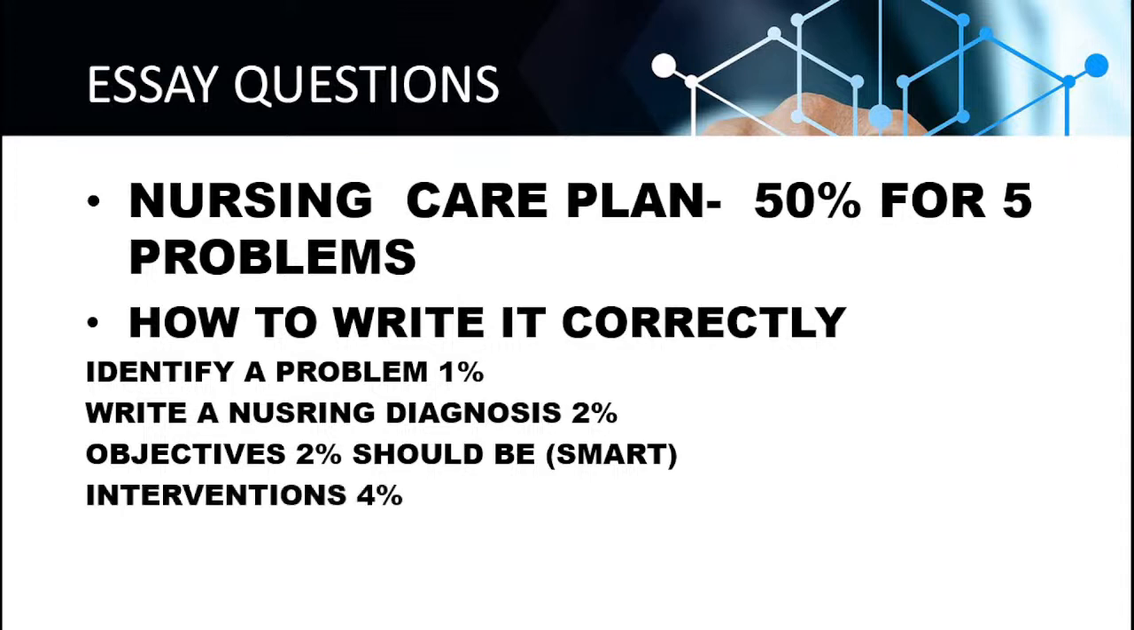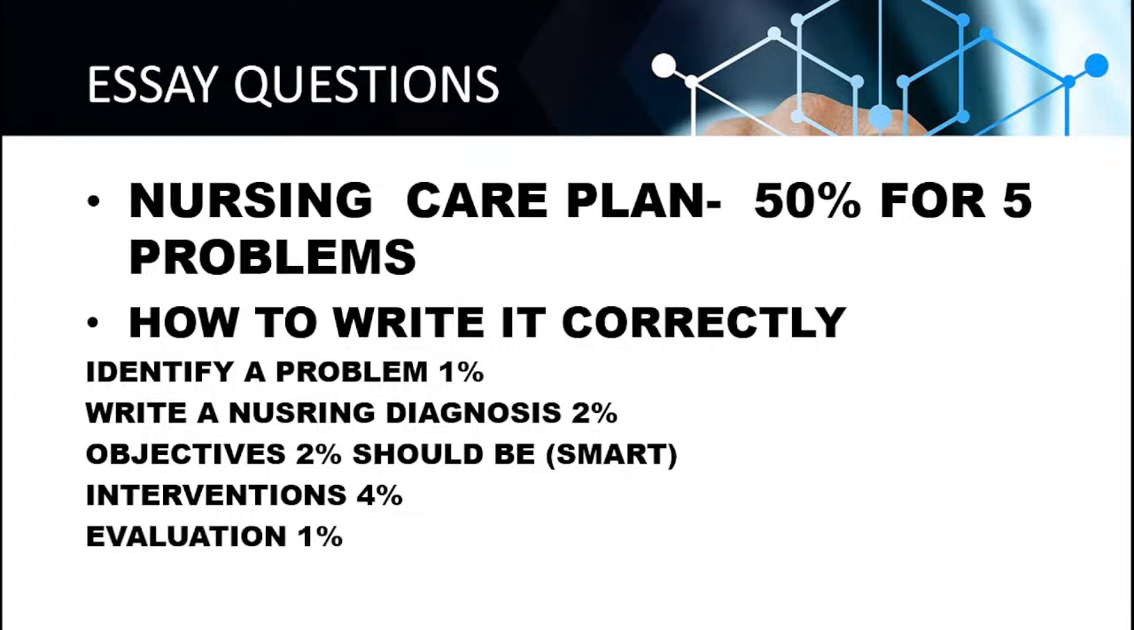Then interventions. Interventions are 4 marks, okay? Each intervention is going to award you 1 mark, and that should be a sentence. So it should be an intervention and its rationale. For example, I am going to nurse the patient in semi-Fowler's position. Why? The rationale is that we're going to promote lung expansion. How do you express this in full? I will nurse the patient in propped up position to promote lung expansion. You get that one? That's how you do it.